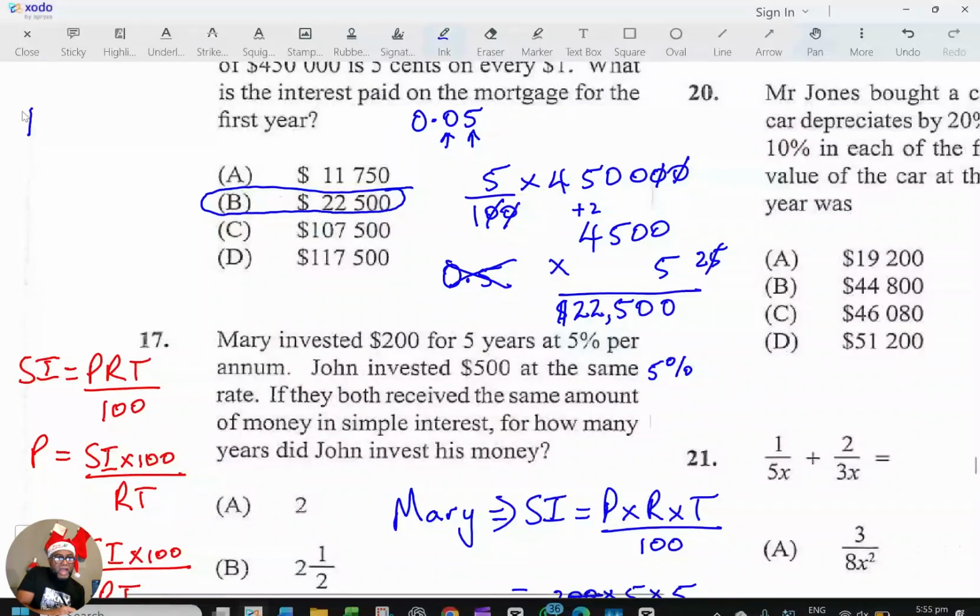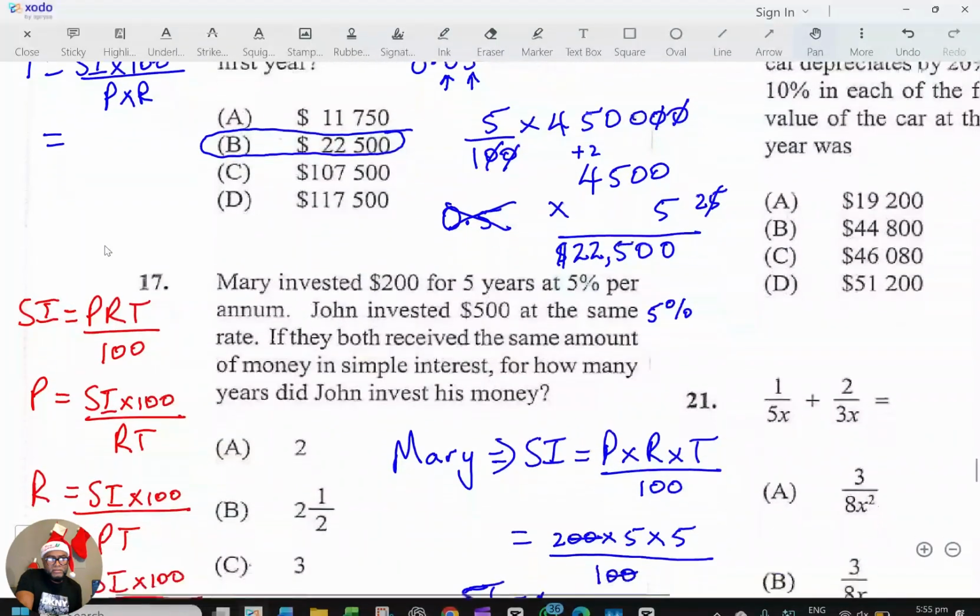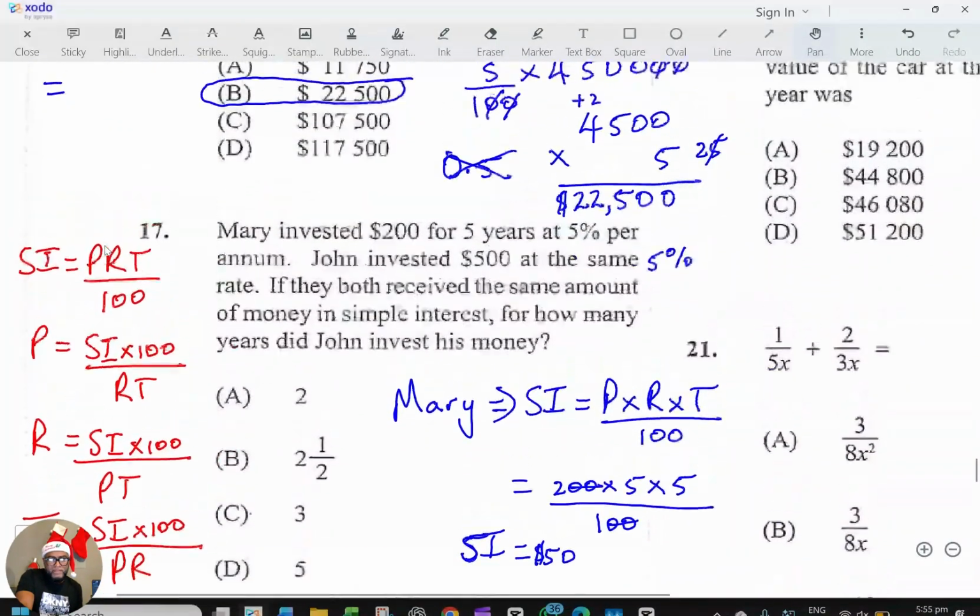So I'm doing time. Time is equal to simple interest multiplied by 100 over principal by rate. My simple interest was 50.